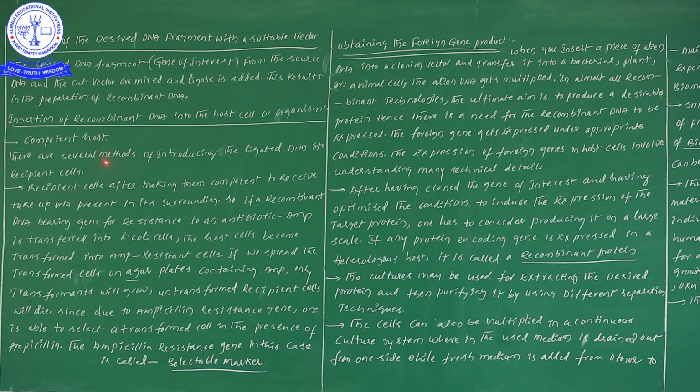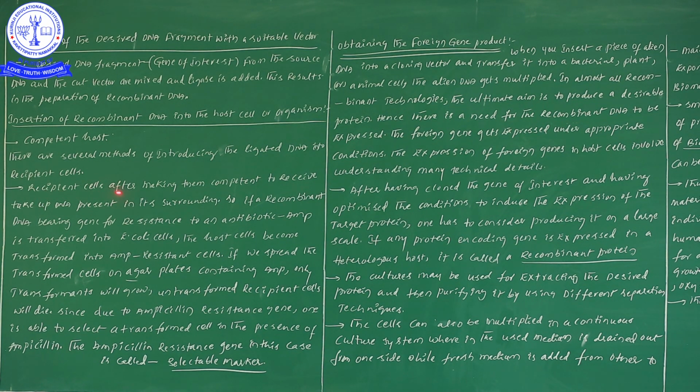So there are several methods. Here they have mentioned just one line: there are several methods of introducing ligated DNA into the recipient cells. Just simply, these are the methods we have discussed till now. Regarding that, they have mentioned that several methods are there for introducing our recombinant DNA into the host cells. Recipient cells means host cells, where we are going to insert our foreign gene into the particular cells. Those kinds of cells we will be calling recipient cells or host cells. Understood now? Now let us move forward.